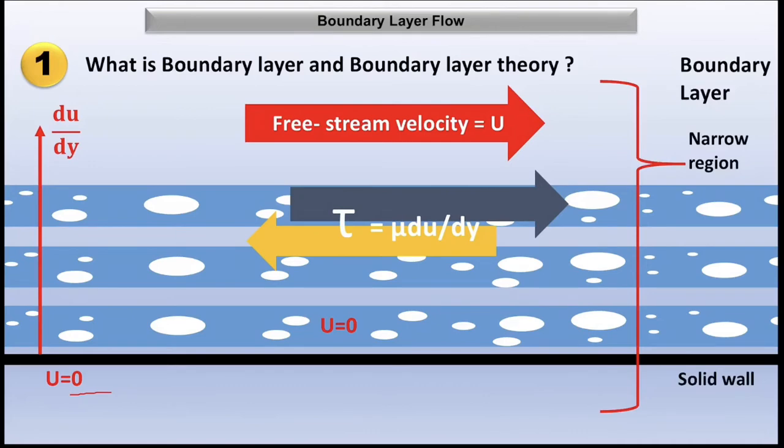And the second region will be the outer layer. The second region will be outside the boundary layer, and that region has the velocity equal to U. As there is no variation of velocity in that region, the velocity gradient will be zero. As a result of that, there will be no shear stress. So in the flow above this region, there will be viscosity, but there will not be a velocity gradient, and there will not be any shear stress.